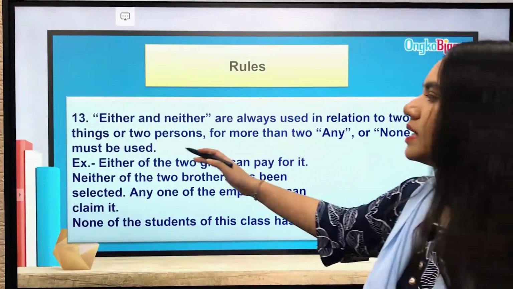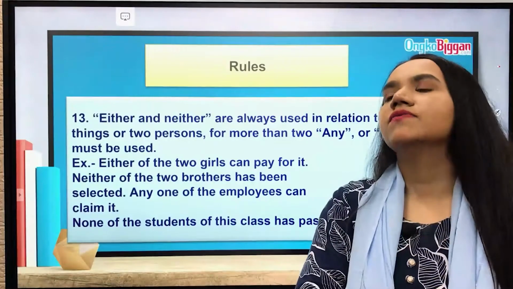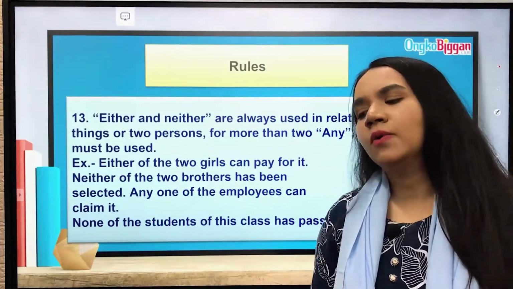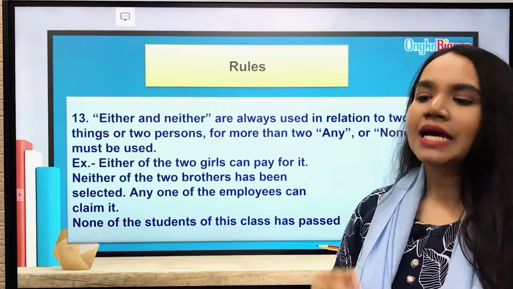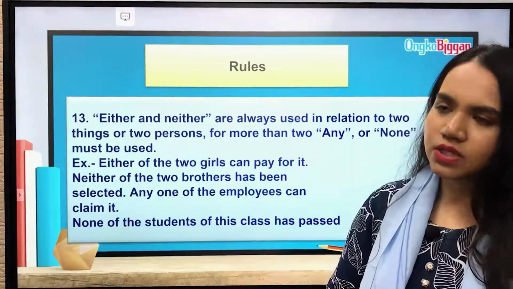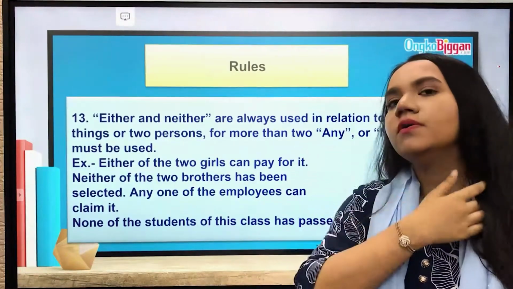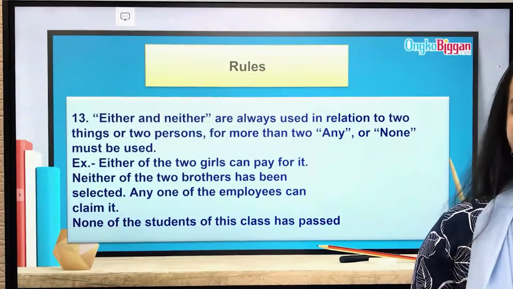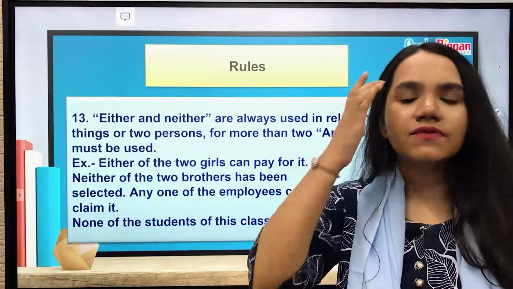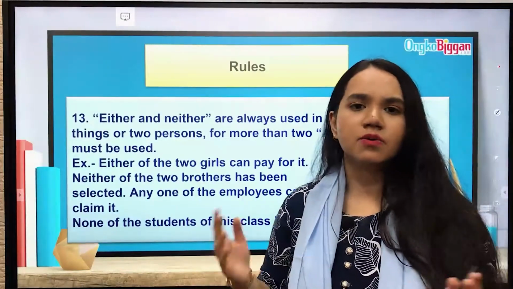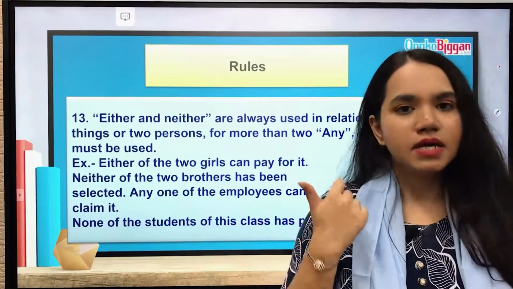So far in the previous rules, we have already dealt with either and neither. We have seen that if two nouns are used where one is singular, one is plural, the singular should come first, the plural should come second, and therefore the pronoun closer to the plural noun will definitely also be plural. And in the next rule, we have seen that for either or, neither nor, or just or, if there are two singular nouns used one after the other, the pronoun we will be using will definitely be singular.